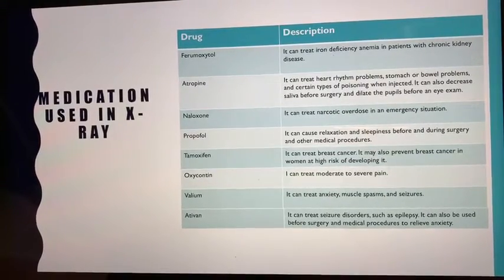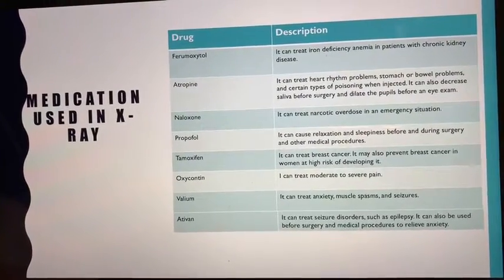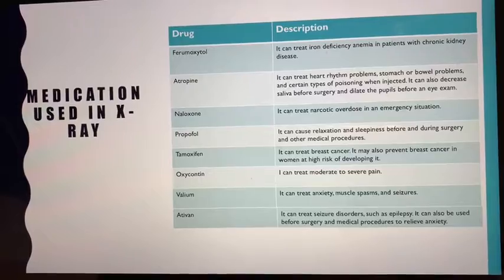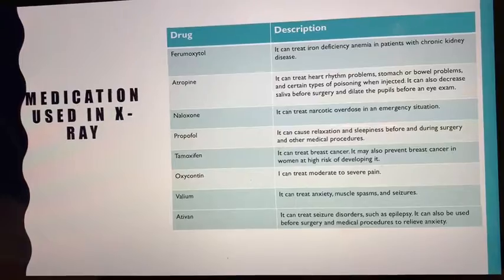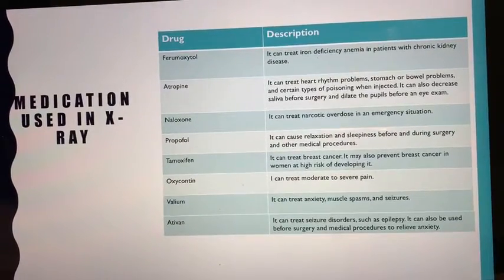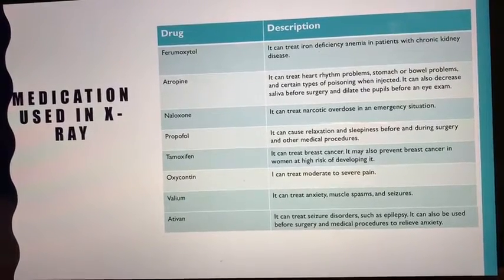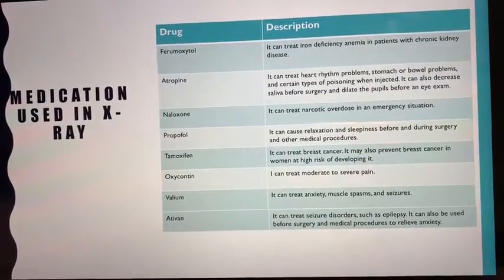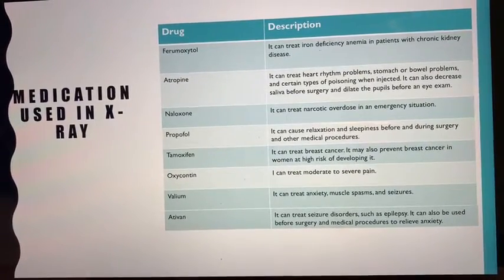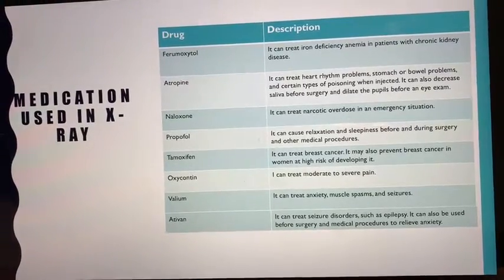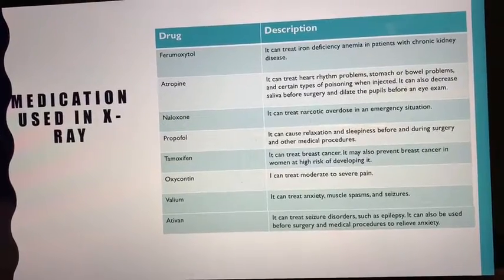Also, propofol. It can cause relaxation and sleepiness before and during surgery and other medical procedures. Tamoxifen. It can treat breast cancer. It may also prevent breast cancer in women at high risk of developing it. OxyContin. It can treat moderate to severe pain. Valium. It can treat anxiety, muscle spasms, and seizures. Ativan. It can treat seizure disorders such as epilepsy. It can also be used before surgery and medical procedures to relieve anxiety.